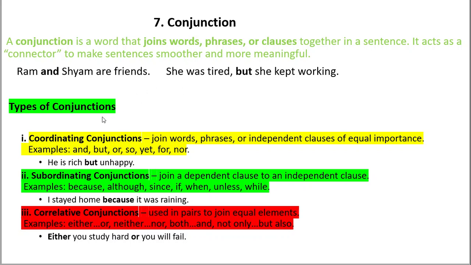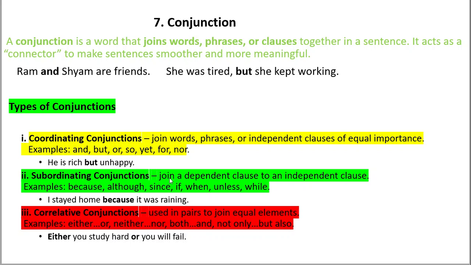Types of conjunction. The coordinating conjunction joins words, phrases, or independent clauses of equal importance. Examples: and, but, or, so, yet, for, nor. Now we can abbreviate all these seven ways. In a later class I will talk about them in detail. For example, he is rich but unhappy.